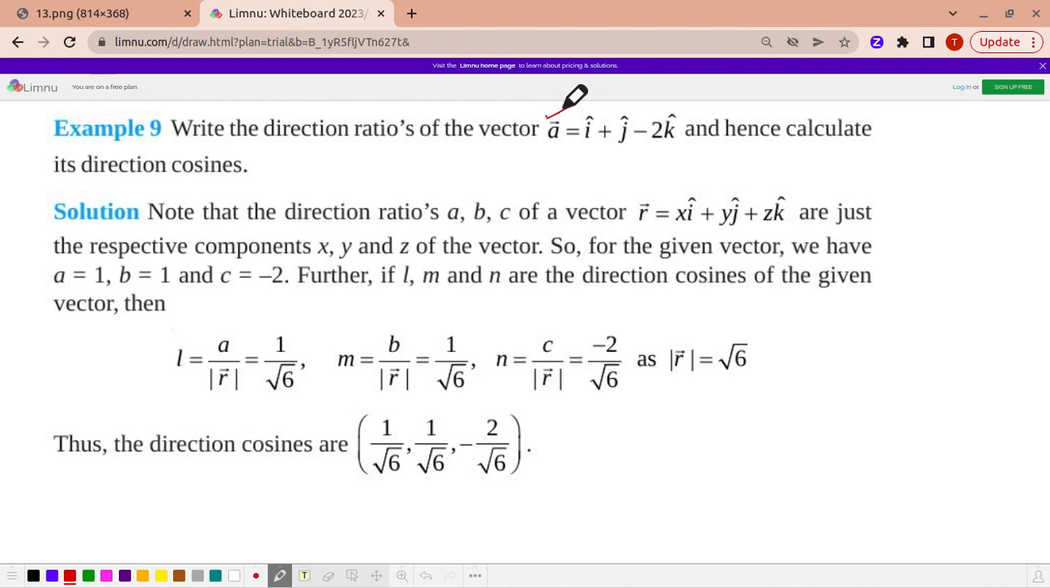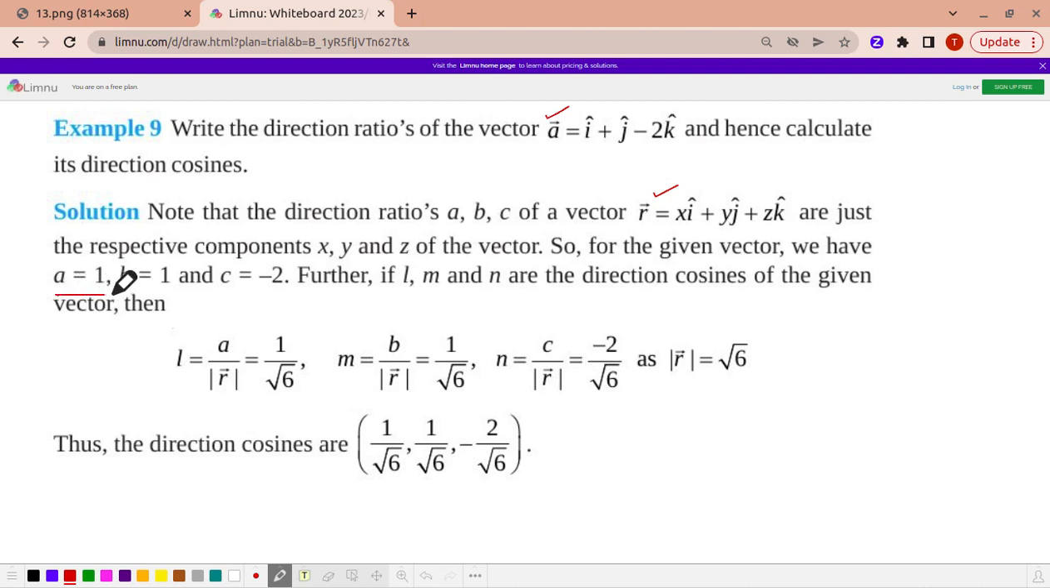We have learned earlier, if we represent a vector as xi cap plus yj cap plus zk cap, then its direction ratios are x, y, z. That is the i component, j component and k component. So the given vector is i cap plus j cap minus 2k cap, so its direction ratio will be 1, 1, minus 2. That is fine, so that we have done.